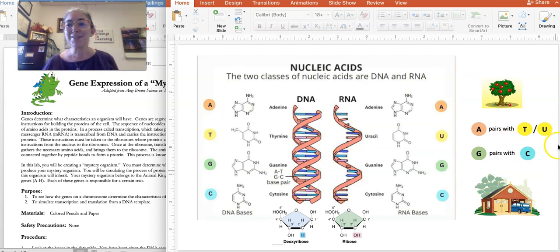All right, the base pairing rules, again, to remind you: A pairs with T if it's DNA, it pairs with U if it's RNA, and the mnemonic for that is apples in the tree. A pairs with T, and G pairs with C. The mnemonic is the car goes in the garage.